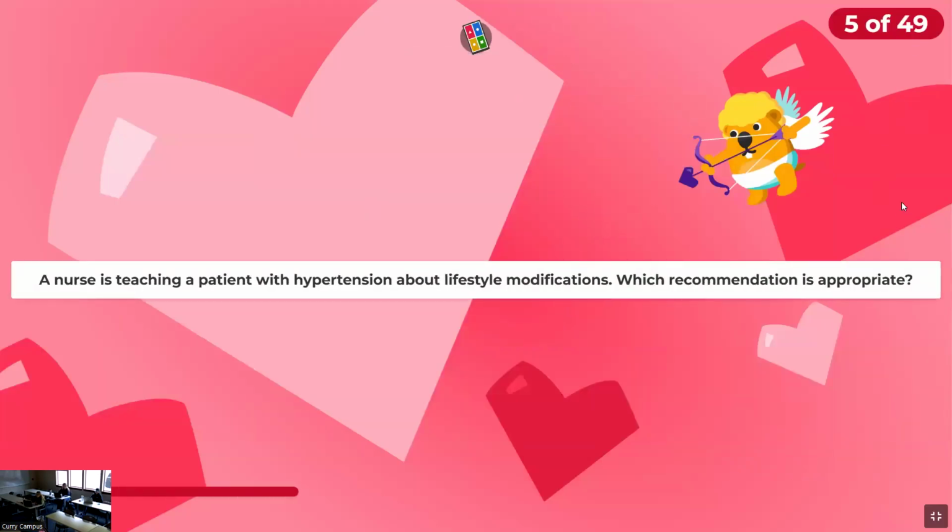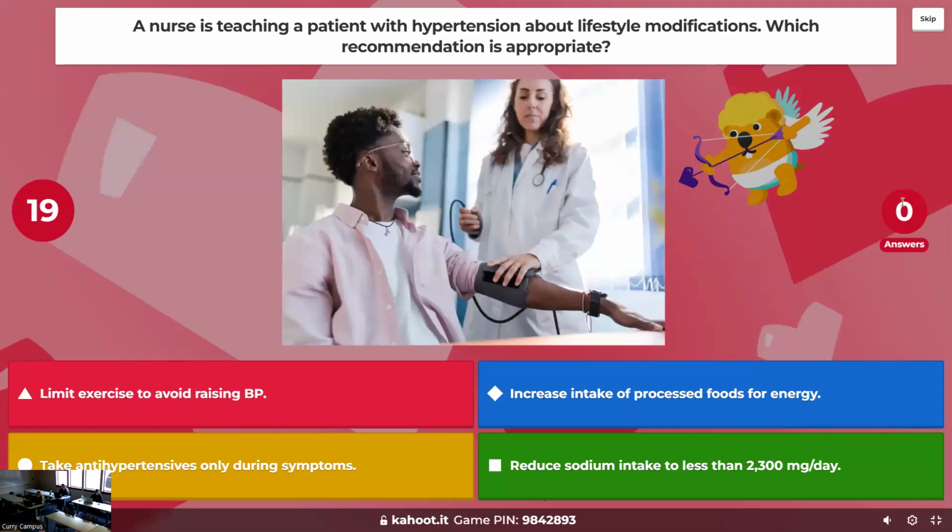A nurse is teaching a patient with hypertension about lifestyle modifications. Which recommendation is appropriate? And that lower one is take antihypertensive only during symptoms.